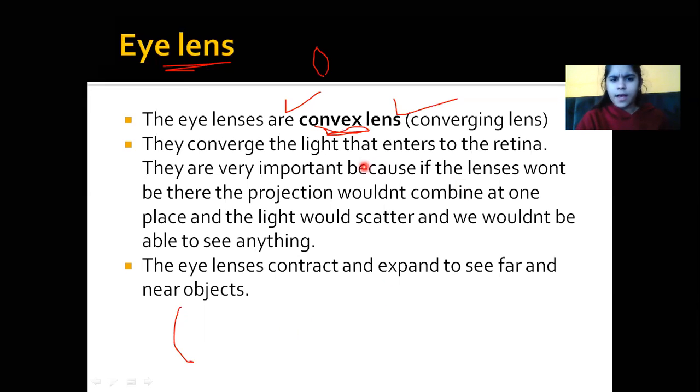Okay, so see, जो आपके आई लेंस हैं ना, they are convex lenses. अब convex lens क्या होता है? Convex lens एक ऐसे लेंस होते हैं जो सेंटर में थिक होते हैं. In center they are thick. Center में वो thick होते हैं, but from boundaries and all they are narrow. So क्या होता है, जो भी light enter होती है ना, it gets converged.